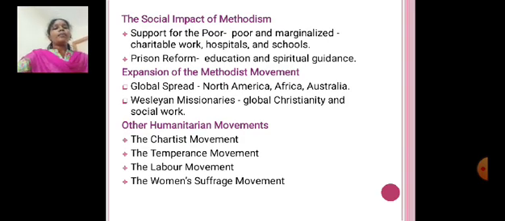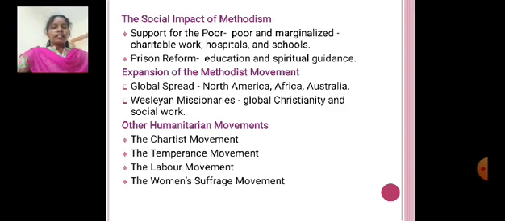Next, the other humanitarian movements. The other humanitarian movements can be divided into four categories. First one, the Chartist movement. The Chartist movement focused on expanding voting rights and political reform for working class people. The second one, the Temperance movement, advocated for the reduction or prohibition of alcohol to improve social and public health.